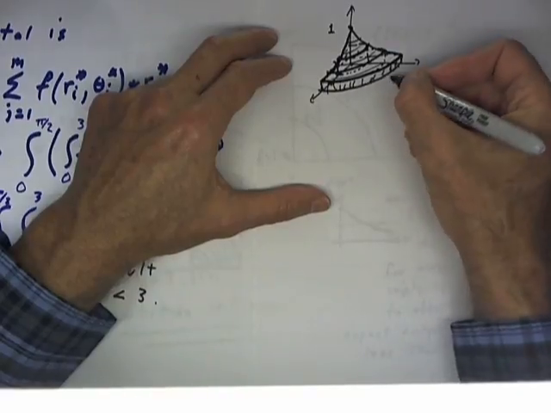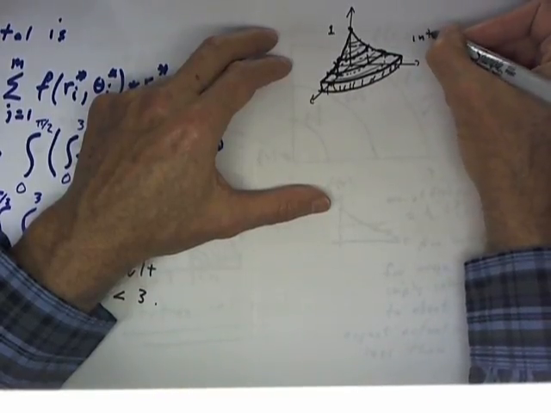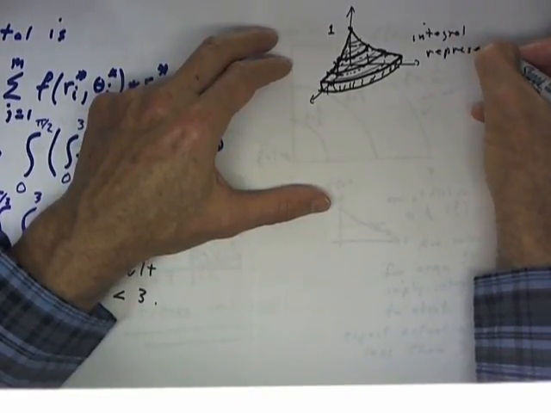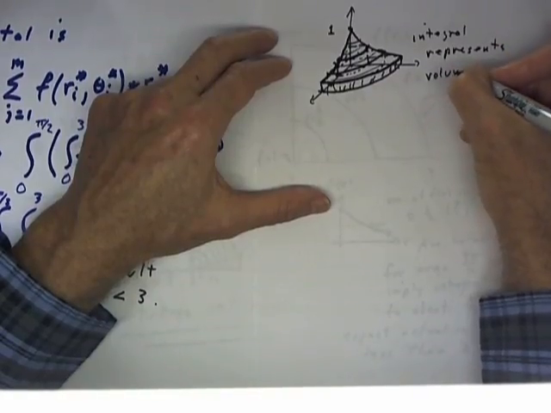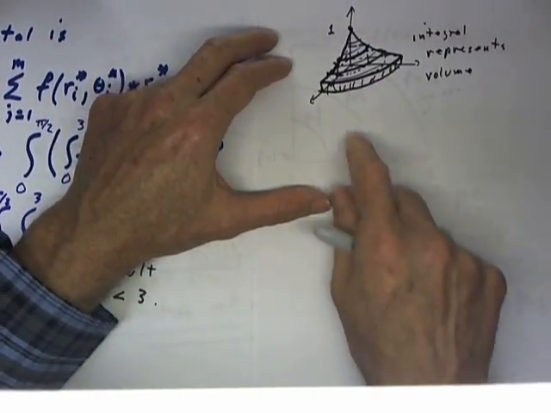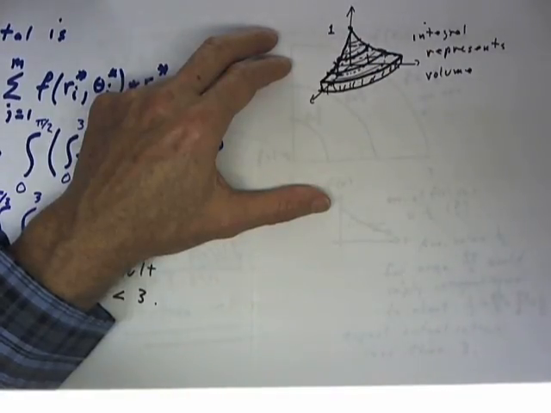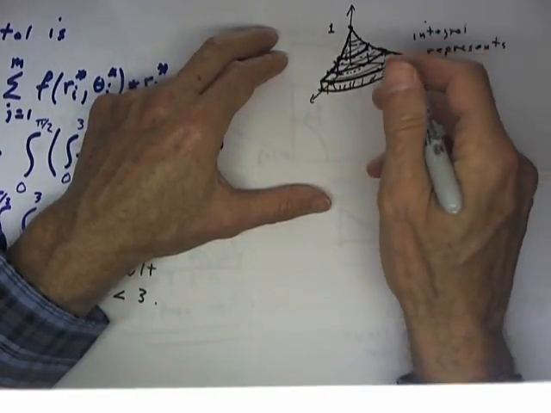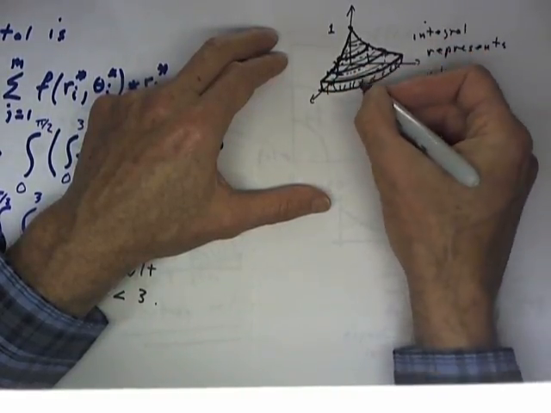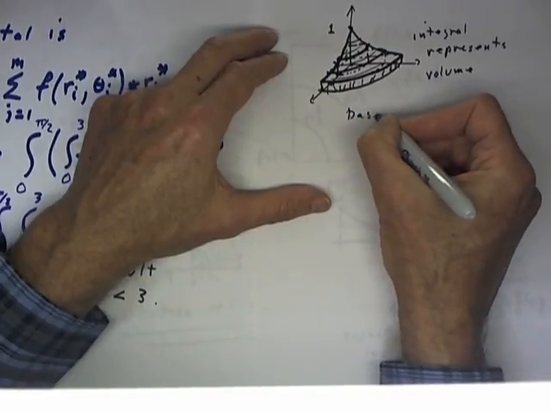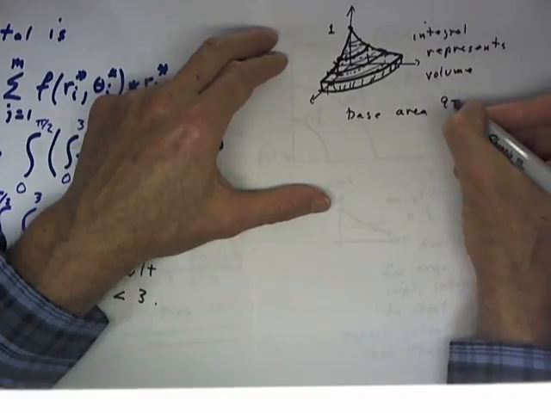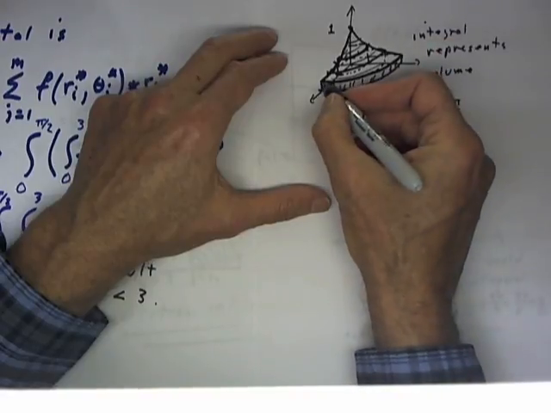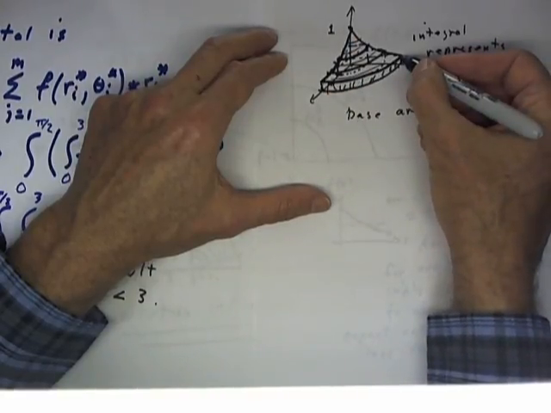And our interpretation in this case is that the integral represents the volume of this portion of a figure, of this portion of a surface. With this picture, we could make another estimate. Remember, the area of our base here is 9 pi over 4. The altitude here is 1. The altitude here is 1/4.